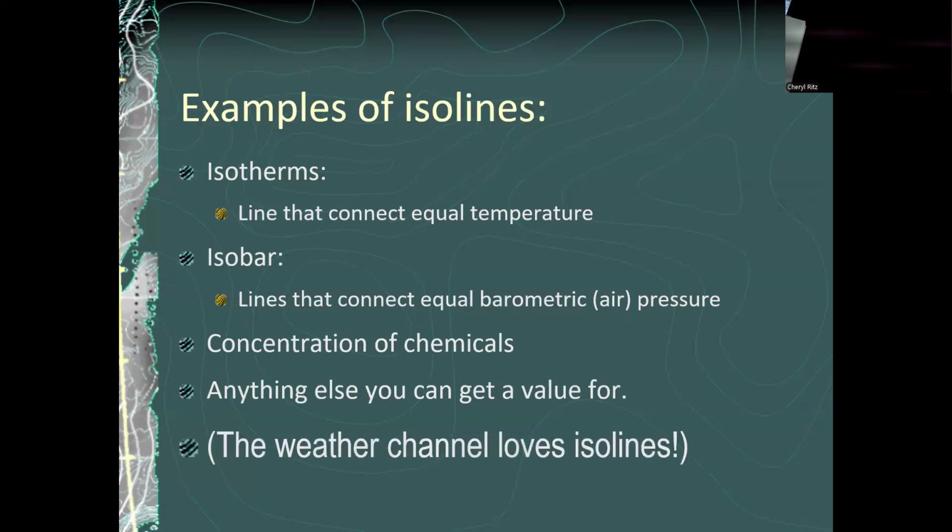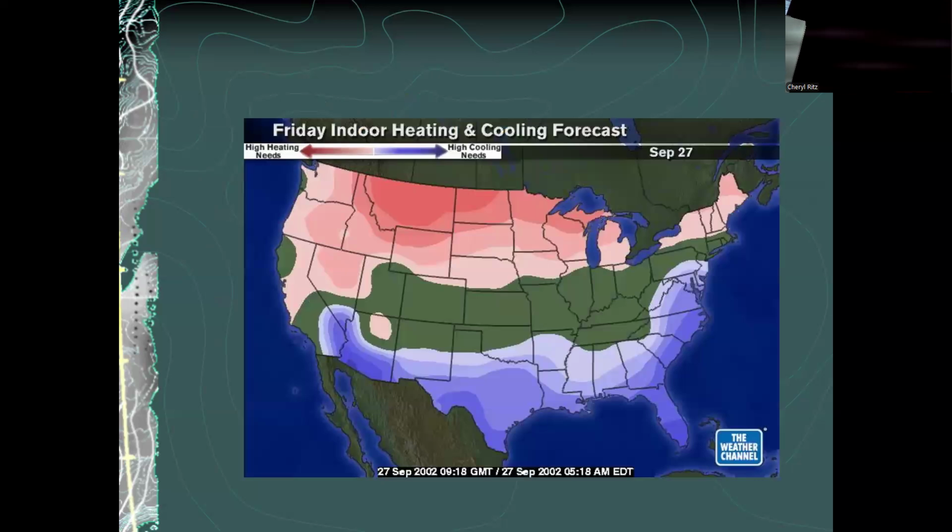The Weather Channel loves these. So here's a couple examples from the Weather Channel. They did one for Friday's indoor heating and cooling forecast. Not sure why we need a map that tells us when we need to use heat or an air conditioner, but apparently we did. It's nice and color coded. You can see up here, they have high heating needs, and it gets less and less as you go down until we have to start using your air conditioner.